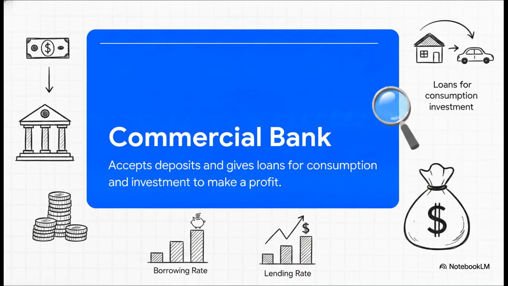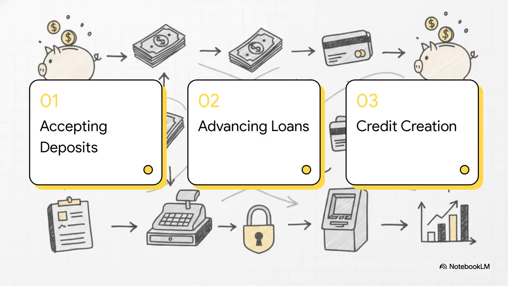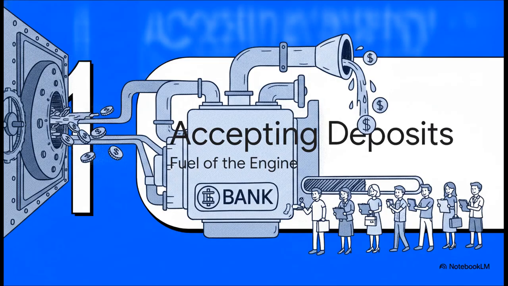How? Well, they pay a lower interest rate to depositors, we call that the borrowing rate, and they charge a higher interest rate to borrowers, which is the lending rate. That spread between the two, that is their primary source of income. Okay, so we've got a 3-act breakdown for you today. We're going to start with Act 1, accepting deposits, move into Act 2, advancing loans, and finally hit Act 3, credit creation. Let's kick things off with Act 1, accepting deposits.